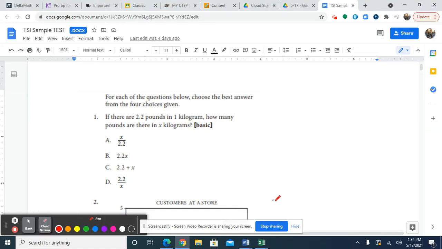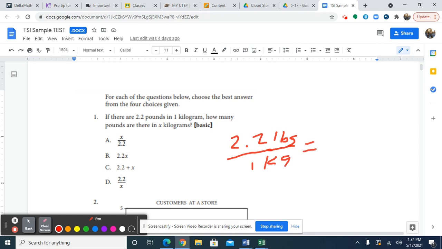Okay, so let's go over some of the questions here. We're going to start off with this first one where it says, if there are 2.2 pounds in 1 kilogram, how many pounds are there in x kilograms? So what we want to do is say, okay, 2.2 pounds in 1 kilogram.